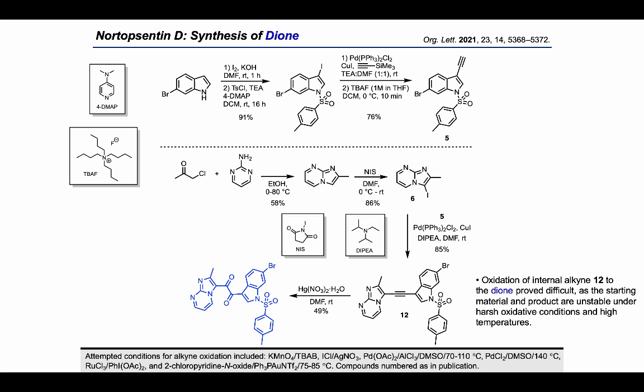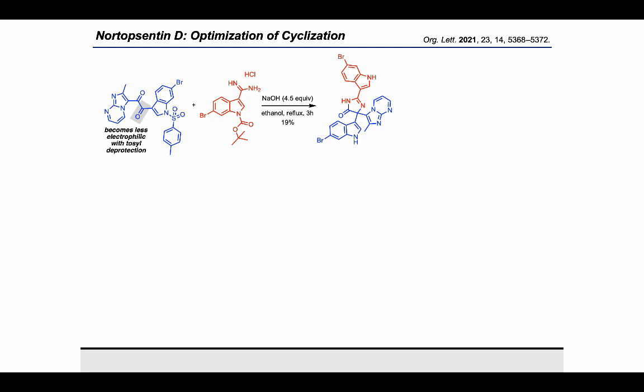Of the attempted conditions, many led to low yields or a variety of other complications, including decomposition of the starting material, loss of the tosyl protecting group, and in some cases, oxidation of the 3-methyl of the imidazole pyrimidine. Thankfully, the limitations of high temperature and harsh oxidative conditions were successfully overcome by the use of mercuric nitrate monohydrate as an oxidation source.